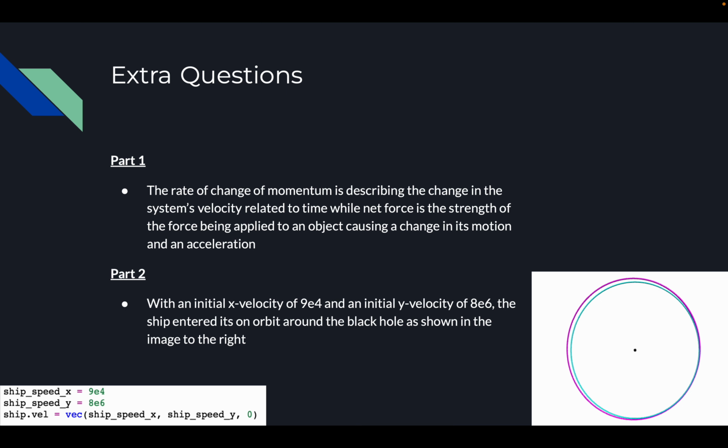For part 2, with an initial x velocity of 9 times 10 to the 4th and an initial y velocity of 8 times 10 to the 6th, we were able to find that the ship entered its own orbit around the black hole that was separate of the planet without crashing, as shown in the image to the right.